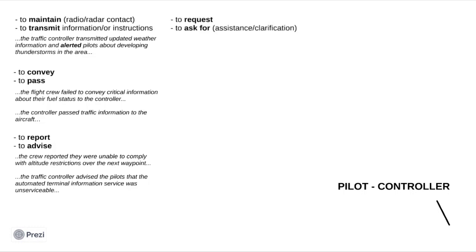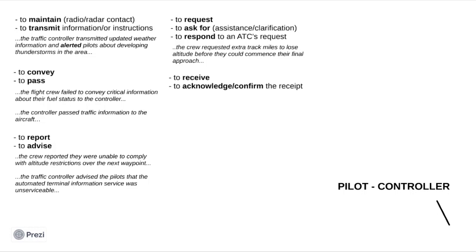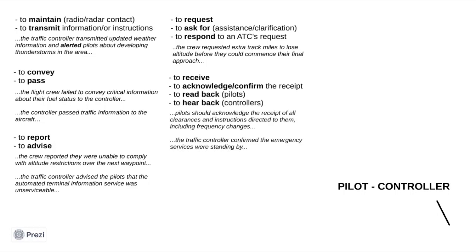Then we request or simply ask for something like assistance or clarification, and respond to controller's requests. The crew requested extra track miles to lose altitude before they could commence their final approach. We receive information or instructions and acknowledge or confirm the receipt, or read back the instructions. Pilots should acknowledge the receipt of all clearances and instructions directed to them, including frequency changes, or the traffic controller confirmed the emergency services were standing by.